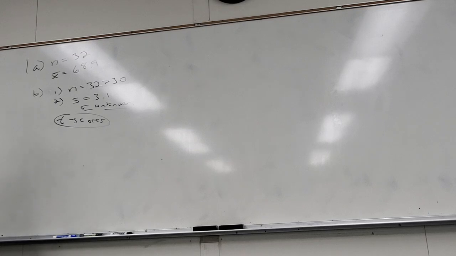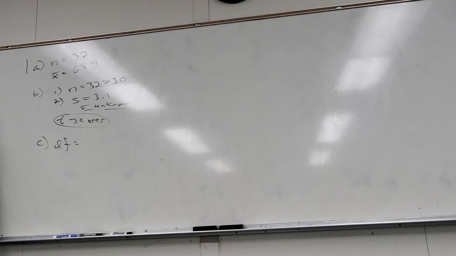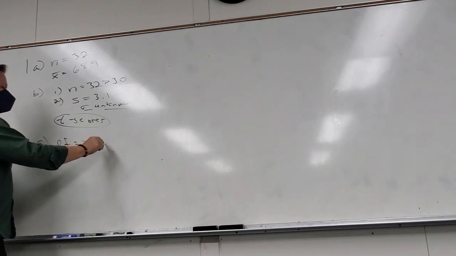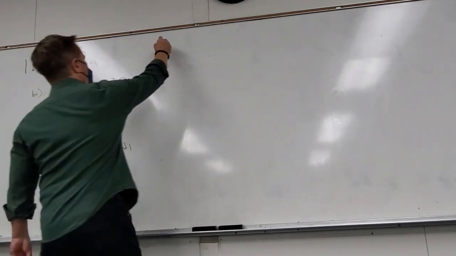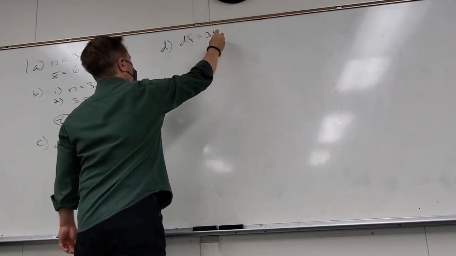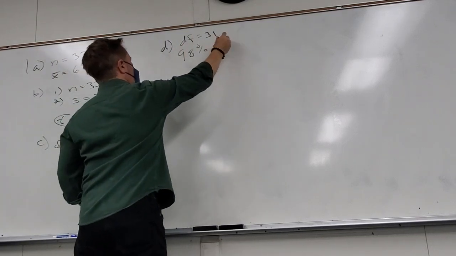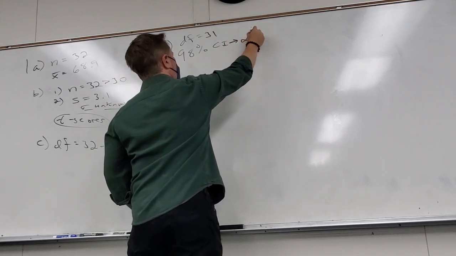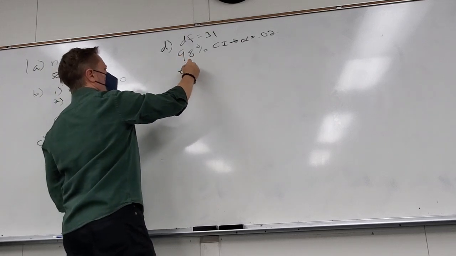And then part C, what's the degrees of freedom? 31. It's always one less than the sample size. So now for part D, the very first thing I want you to do: degrees of freedom is 31, and I want a 98% confidence interval. What does that mean alpha is? 0.02. So now I want you to figure out what the t is.